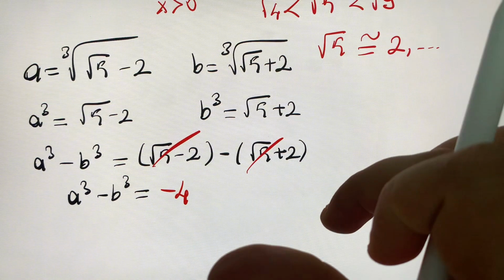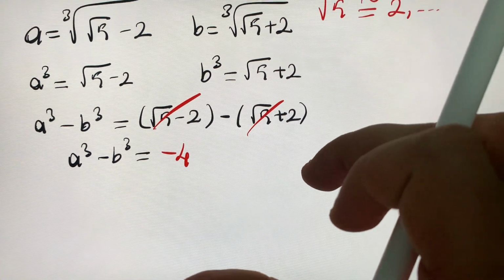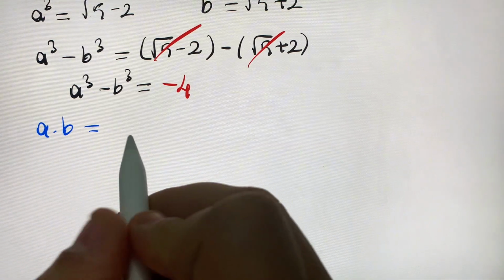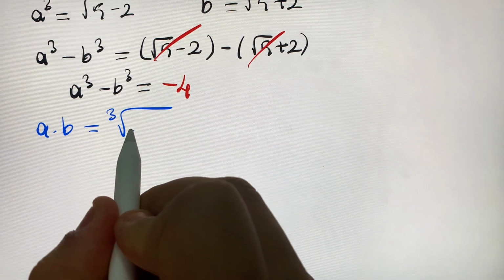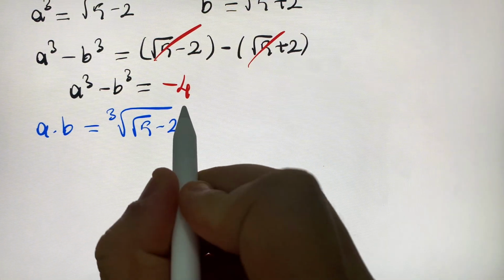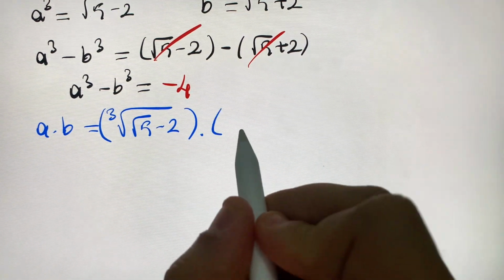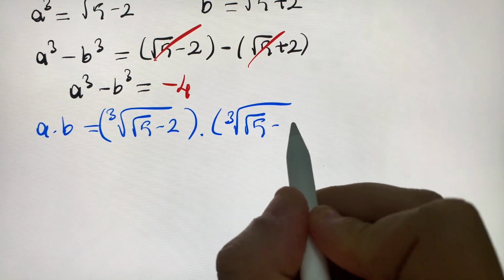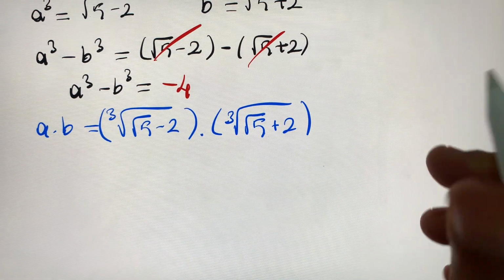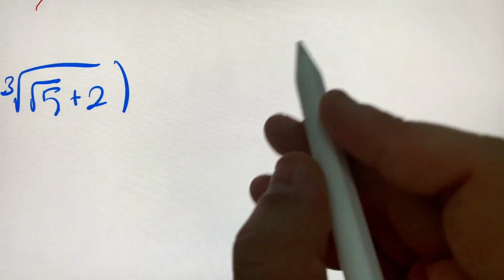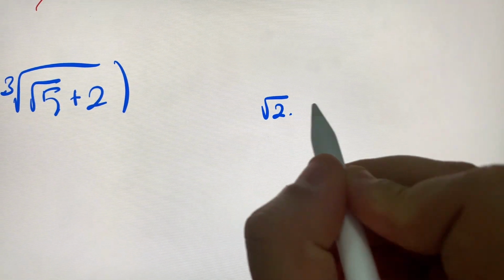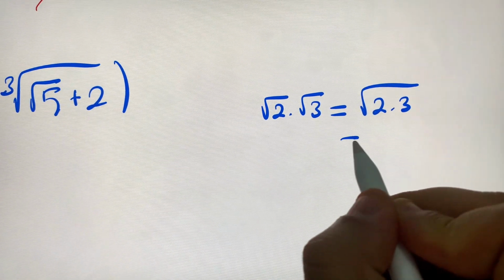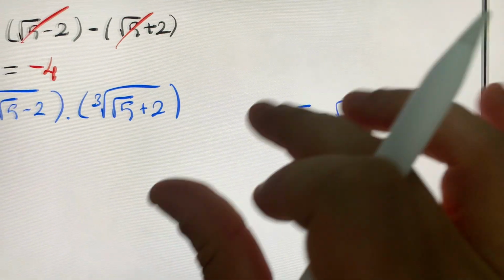Now, what can we do next? Let's multiply a and b. I say a times b is equal to the cube root of root 5 minus 2, close the bracket, times, in brackets, the cube root of root 5 plus 2, close the bracket again. What can we think of right away here, friends? For example, let's think about root 2 times root 3. If you pay attention, what can I say? Root of 2 times 3, root 6. Let's approach it with the same logic.